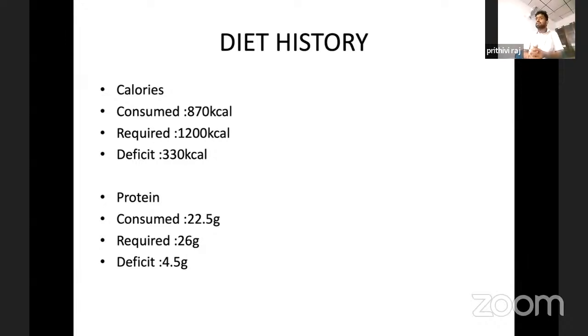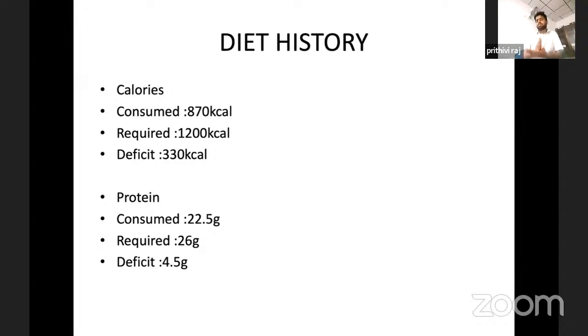I always follow the NIN chart. What is this NIN? Do you know the full form of NIN? National Institute of Nutrition. They recommend the recommended daily allowances for children, adults, for all age groups. So if you want to follow any chart, you should go with that chart.